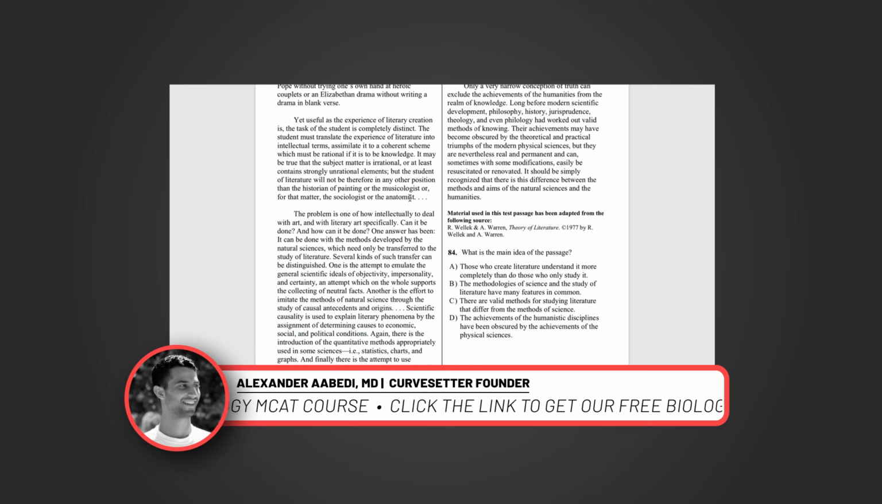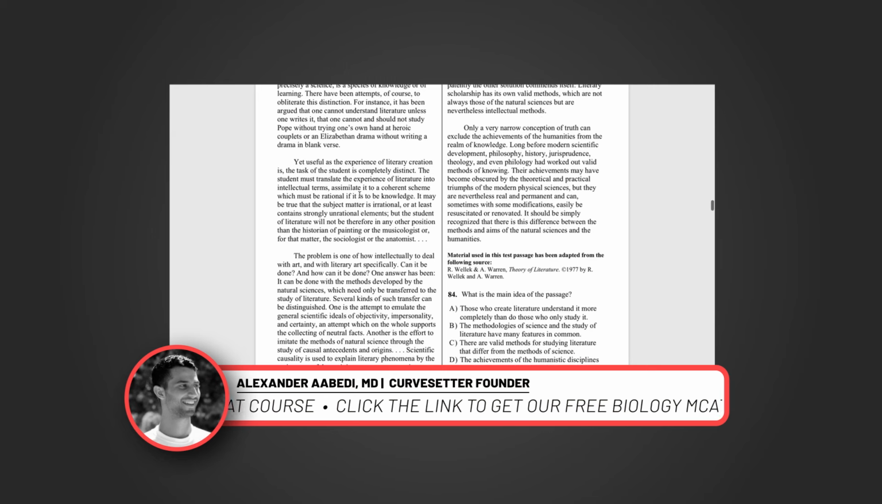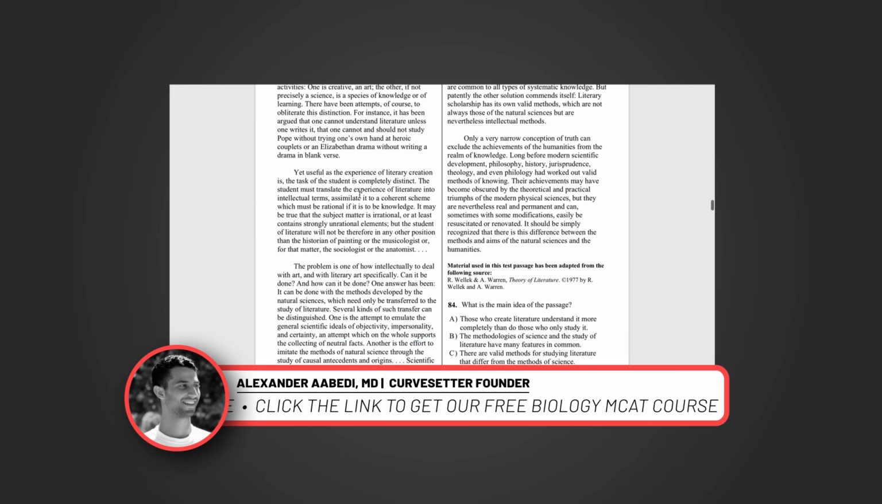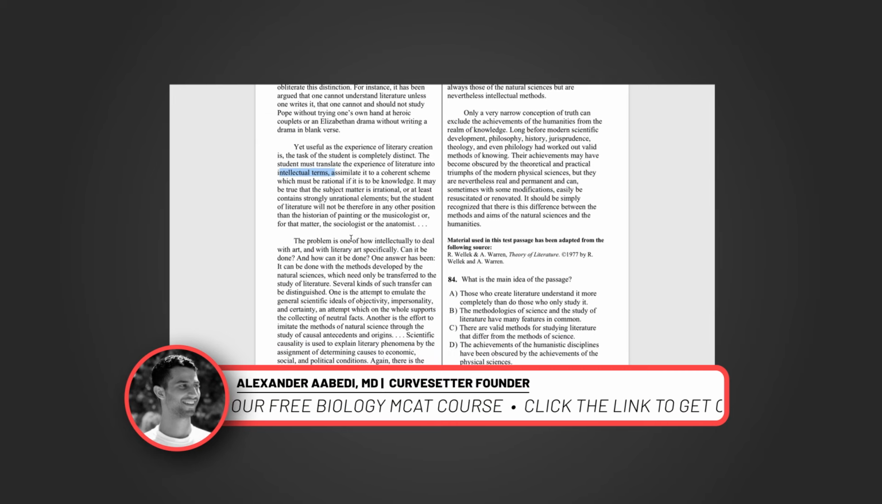Okay, so it seems like what the author is saying is that the student really need not be engaging in literature and creating literature in order to study it. It's saying that they have a different role. And what they are supposed to do is they're supposed to experience the literature, right? So read a book and then be able to communicate about it in intellectual terms, be able to put it together in a way that's rational, even if the subject matter itself is irrational.